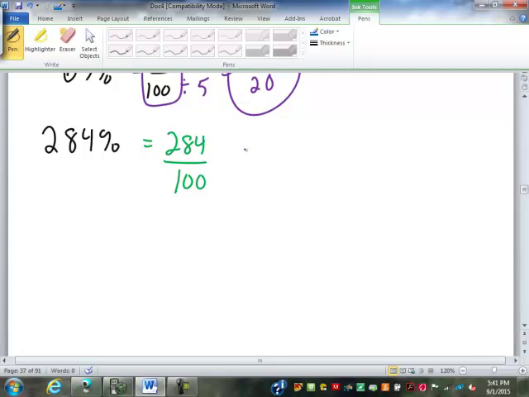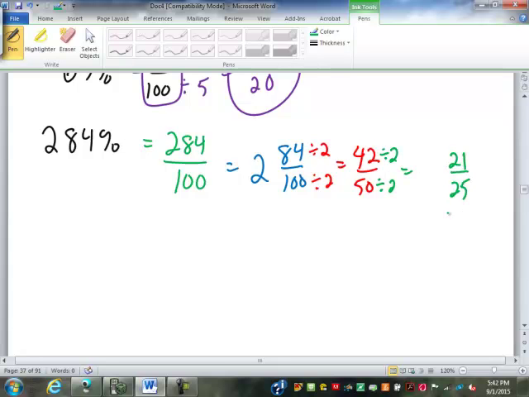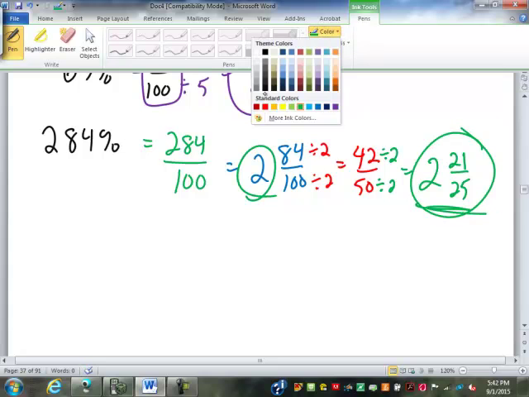How many times does 100 go into 284? 2 times would be 200 with how many left over? 84 100ths. Perfect. Now I can reduce the 84 over 100. Both of those can be divided by, well, they're both even, so we can divide by 2. That'd be 42 over 50. Are we done? No, they can both still be reduced by 2, giving me 21 over 25. Is that the answer? What am I forgetting? The 2. 2 and 21 25ths. Perfect.